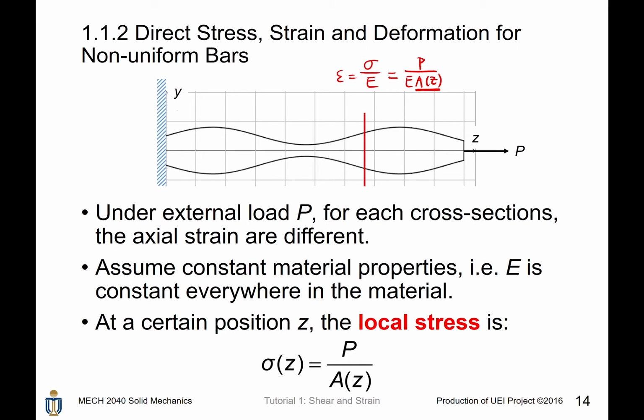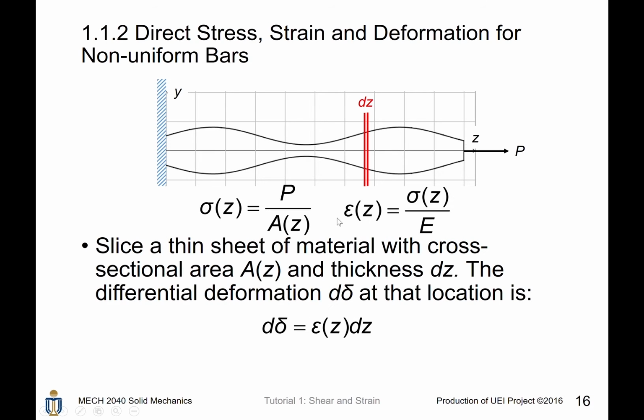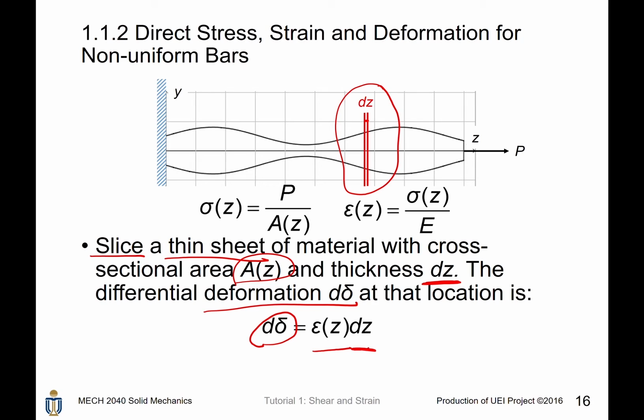At some position z, the stress at this position will become P divided by A(z). Then you can find the local strain. Epsilon(z) equals sigma(z) divided by E. Then you make the substitution. We know from the previous case that delta equals epsilon L, right? But now we consider a slice, a thin sheet of material with the variable sectional area, which has the thickness dz, a very small thickness. Then for this differential segment, the deformation will become delta equals epsilon times dz. dz is the differential length of this slice.